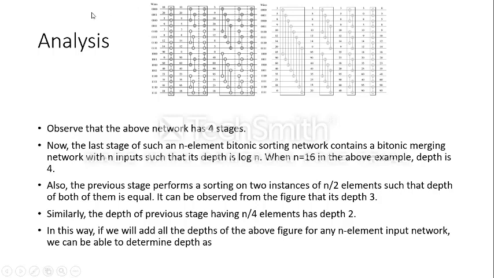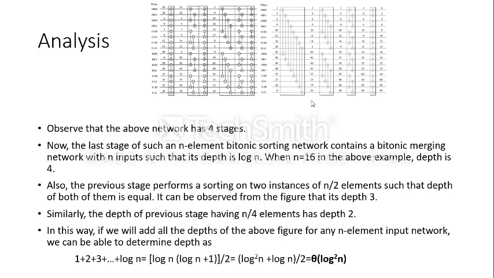If we add all of them together, the total depth of the whole Bitonic sorting network will be 1 plus 2 plus 3 plus 4. As I explained earlier, it has depth 1 for stage 1, depth 2 for stage 2, depth 3 for stage 3, and depth 4 for stage 4. So the total depth is 1 plus 2 plus 3 plus 4.